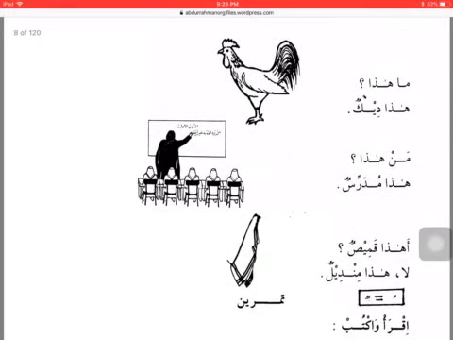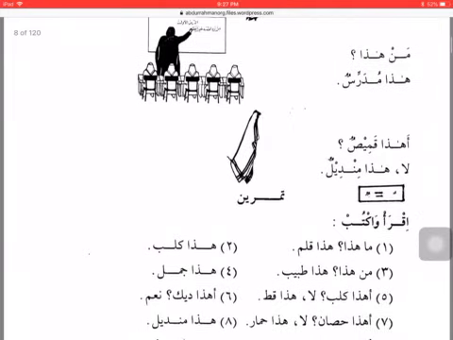More questions? Ma hada, what is this? That's a picture of a rooster. Hada deekun. Deek is the word for rooster. Long vowel ya, preceded by kasra. Man hada. We are back to man. Why? Because there's a human being in the picture. Hada mudarrisun. Mudarris is a teacher. This is a teacher. Last question.